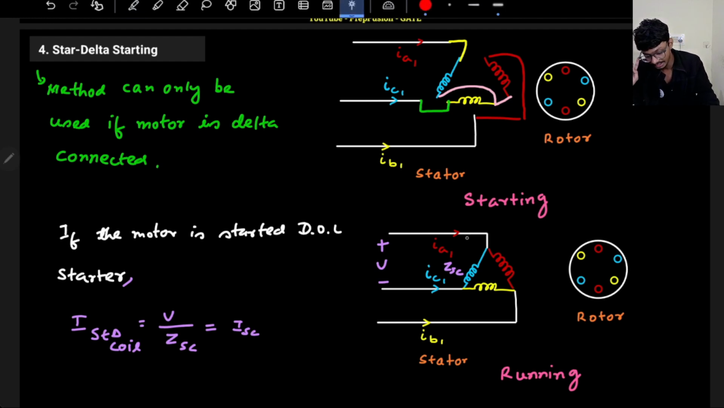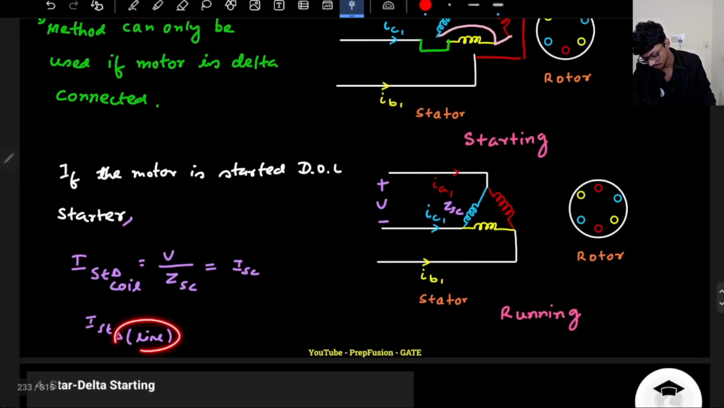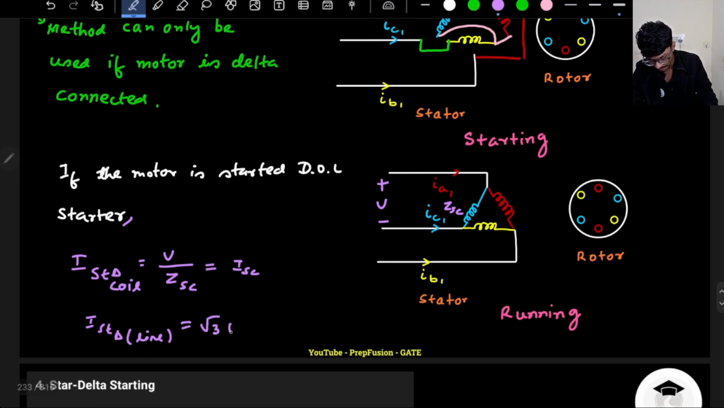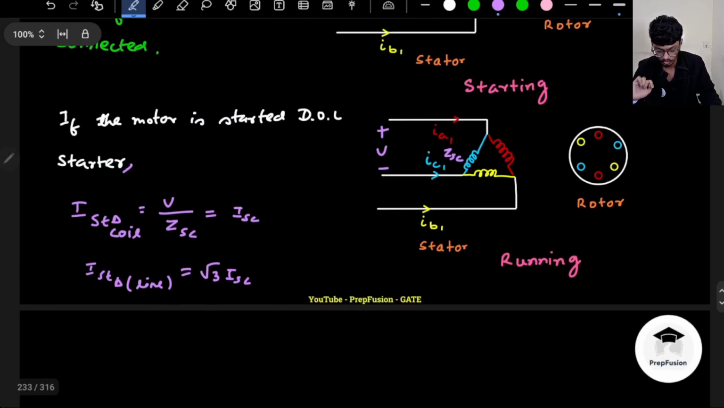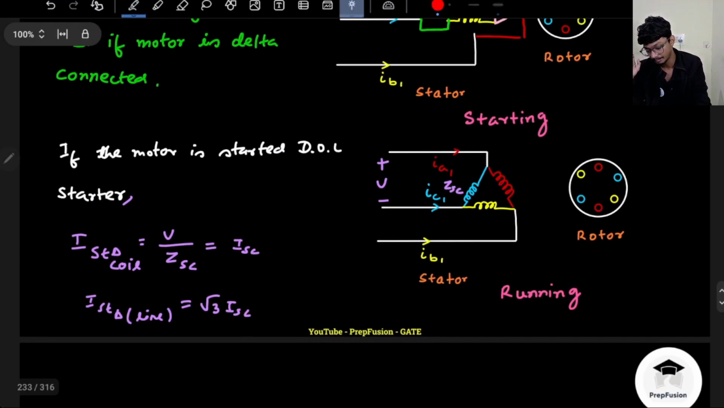But remember, this is delta connected. On the supply side, in delta connection, the line current is root 3 times the phase current. So the starting current in line, on the supply side of delta, will be I starting delta, equal to root 3 times ISC, the normal operation. Now this is fixed, this is what I will compare with, because I mainly am comparing the supply current.